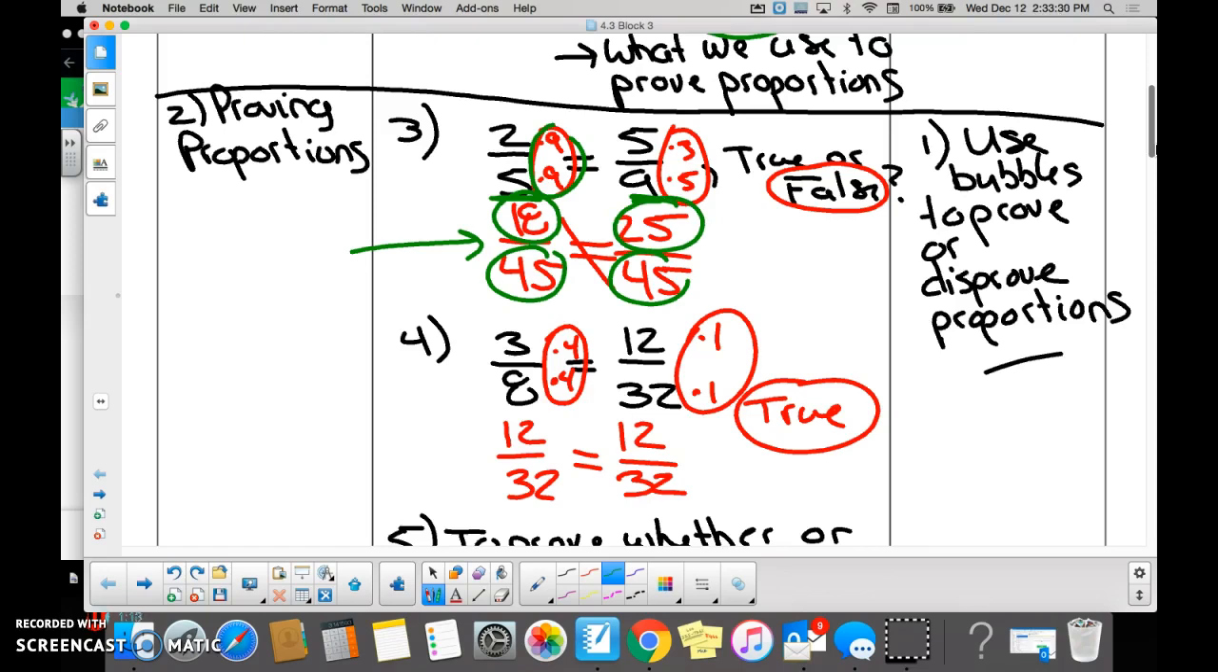Are those two fractions equivalent? No. So we put a slash through the equal sign, which means they're not equal, right? Yes. Okay. 4, same deal.